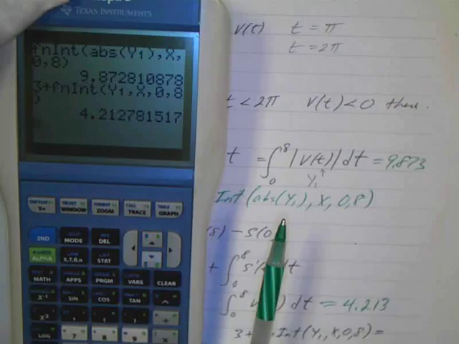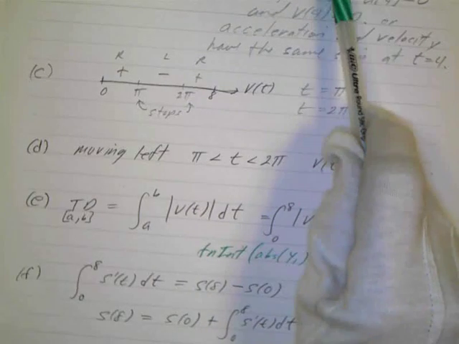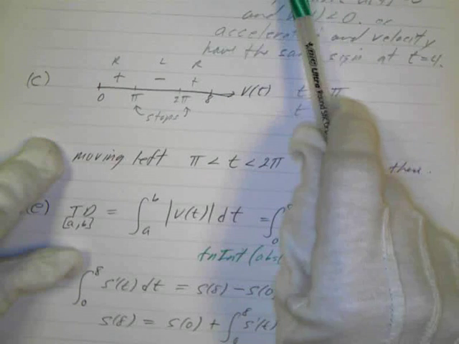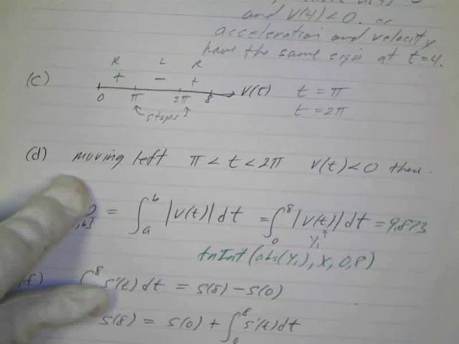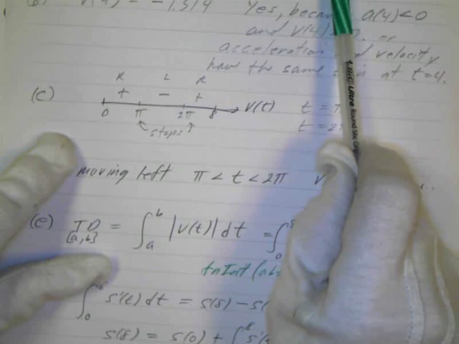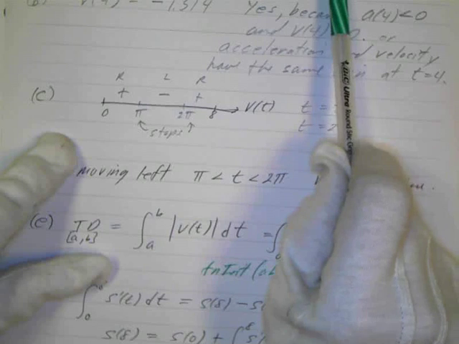So if you want to describe the motion, you can say we start over here at 3, and we go to the right, then we go to the left, and then we go to the right. And we end up over here at 4.213. All right, so we start at 3. We go to the right a little bit. We stop at pi, which is 3.14. We don't go very far. Then we go to the left.